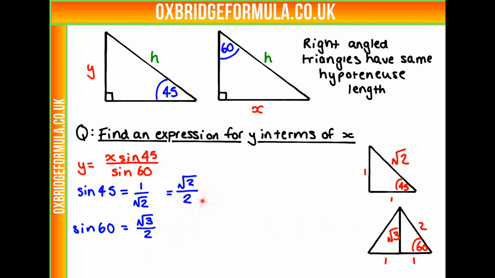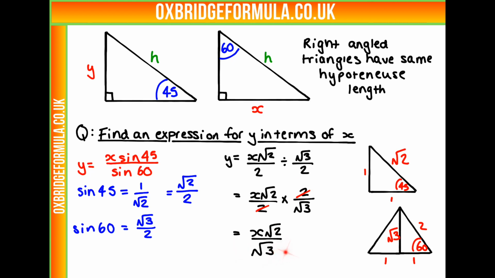So now let's substitute these into our equation here. We're going to get y equals x root 2 over 2 divided by root 3 over 2. And because we're dividing fractions here, we can make this an easier way to solve by just flipping this upside down and timesing them together. So we're going to get x root 2 divided by 2 times 2 over root 3. Actually, we can cancel out those 2's there, as they're both one on either side, so we can cancel those out to just get x root 2 over root 3.